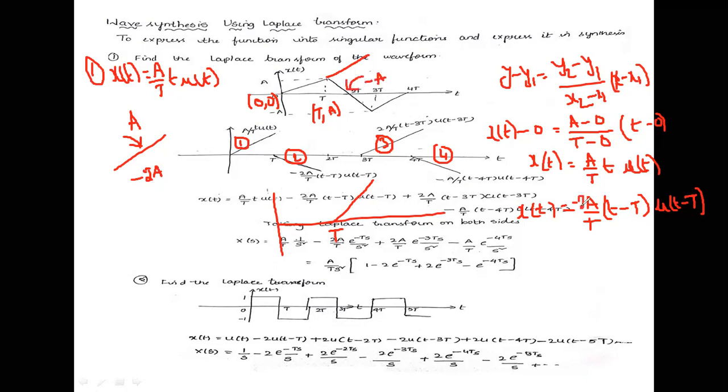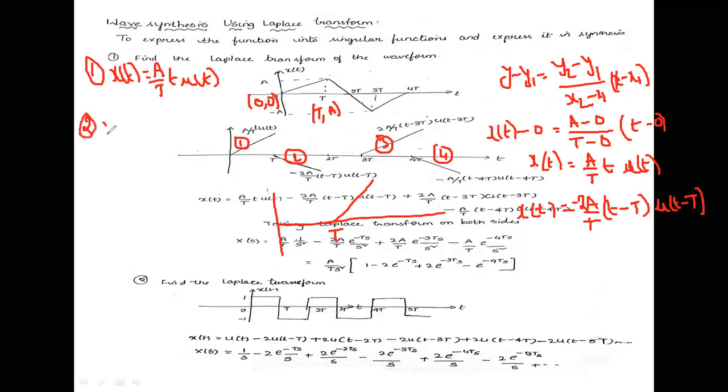So minus 2A by T, and it is shifted towards the sample T. So t minus T, mu of t minus T. Got it, my dear students? So that is the second one. The second slope we got.